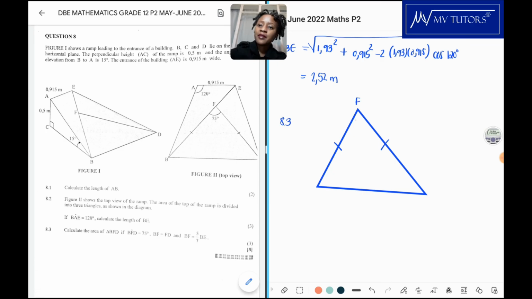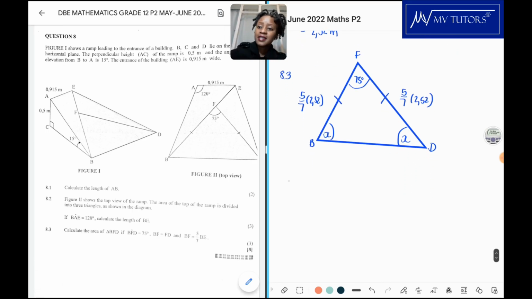So we have F, which is 75 degrees, then we have B, and we have D. If we were to work out these angles, they would be the same, but they're not asking us for that, so we're not going to work it out. What we do know is that BF is 5 over 7 BE, and BE we calculated before. So I have 5 over 7 times 2,52, and since BF is equal to FD, FD is also 5 over 7 times 2,52. And now they want the area, so we're going to use the area rule.